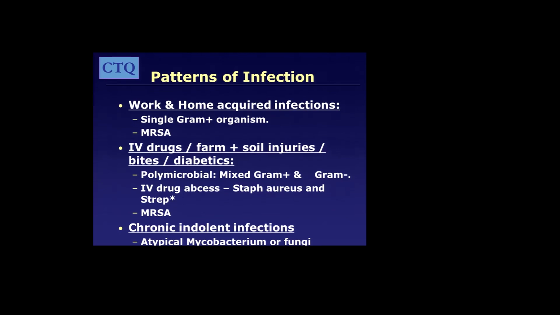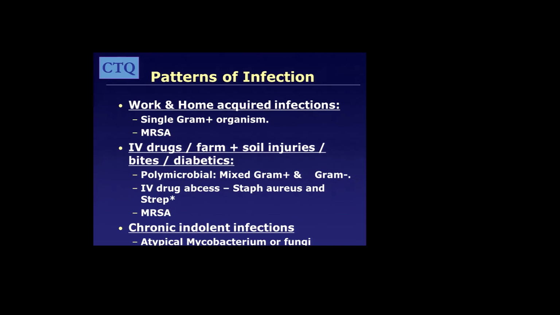But finally, the last topic is infection. Remember that one way to organize these infections is through patterns of infection. If you have a regular community-acquired infection, like a work or home infection, those are typically gram-positive organisms. The most common type would be a Staph aureus infection, although over the last several years, we've seen an increase in the incidence of community-acquired methicillin-resistant Staph aureus infections, or MRSA infections.